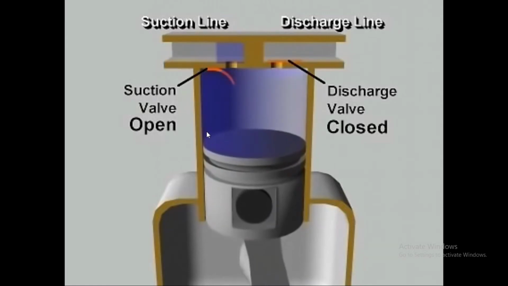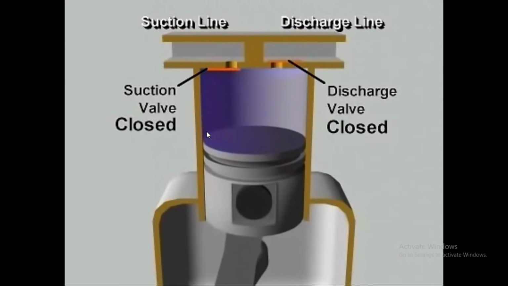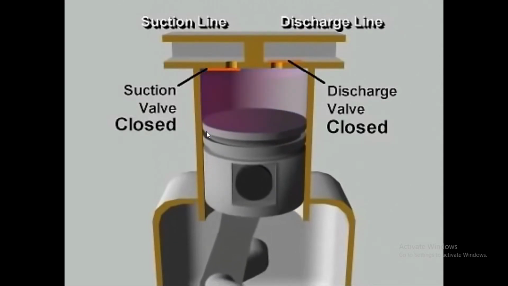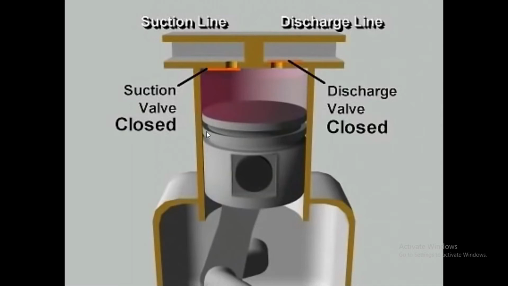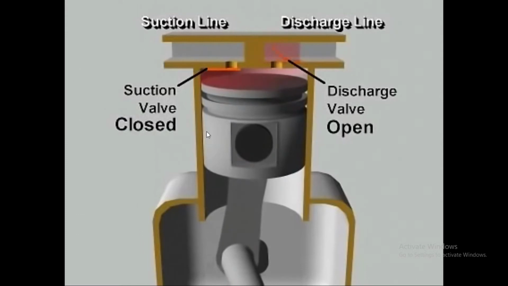The piston continues down and pulls in more vapor until the cylinder is filled with low-pressure vapor at the bottom of its stroke. Once past bottom dead center, the piston begins its upward stroke. The suction valve closes. As the piston moves up, it reduces the volume of the space in the cylinder, increasing the pressure of the vapor. When the pressure in the cylinder exceeds the high side pressure in the discharge line, the pressure difference pushes the discharge valve open, letting the compressed vapor flow out of the cylinder.